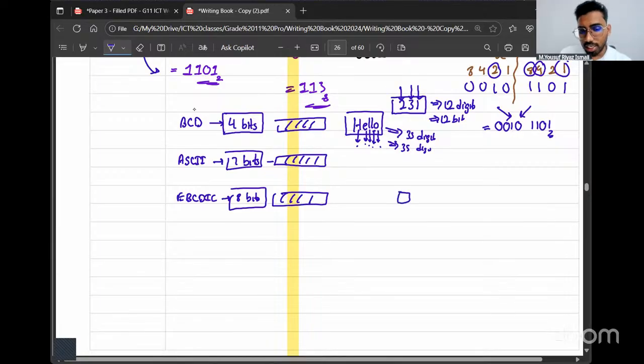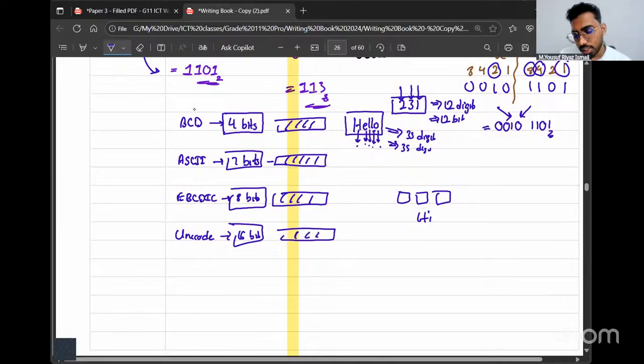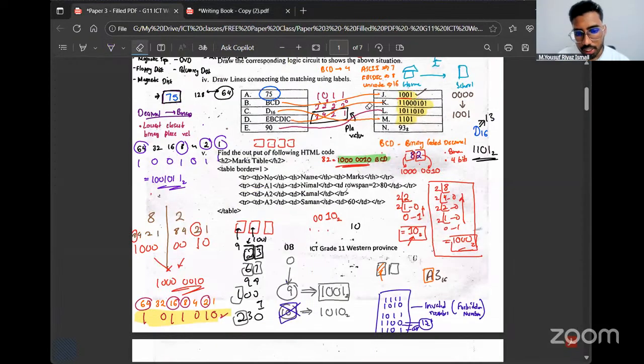If it's one digit, it has 8 bits. If it's two digits, it has 16 bits. If it has three digits, it will have 24 bits. And in Unicode, each digit is represented using 16 bits. So a single digit value will have 16 bits. If you represent the word high in Unicode, it will have a total of 32 bits. So Unicode is always a multiple of 16, EBCDIC a multiple of 8, ASCII a multiple of 7, BCD a multiple of 4. Got it? The reason I chose the second answer is that it has 8 bits, which is a multiple of 8.